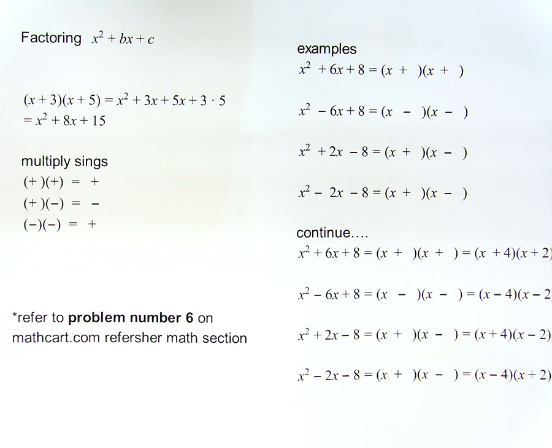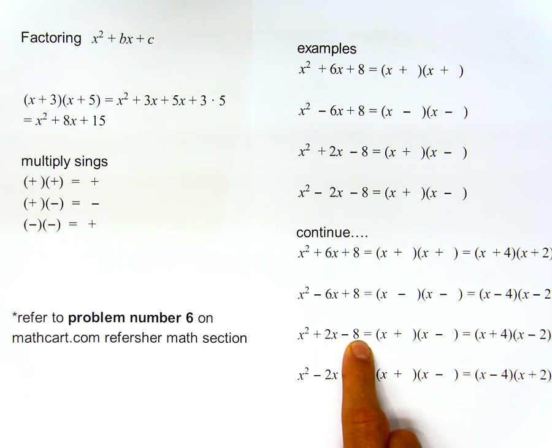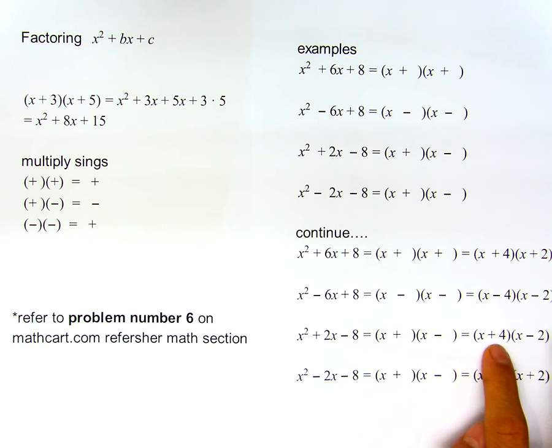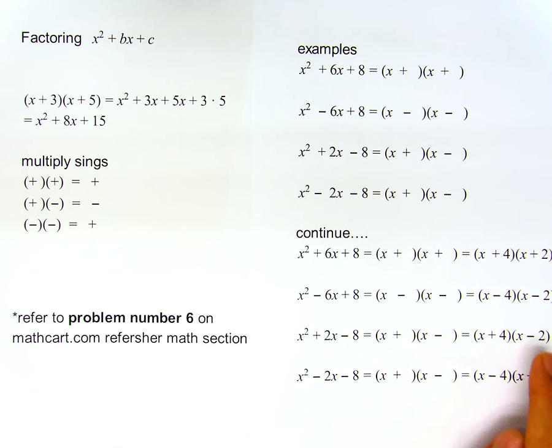On this one, with the opposite signs, I'm going to use subtraction. When I simplify these numbers, they will subtract. So I need to consider what multiplies to a minus 8 and subtracts to a positive 2. And that is a positive 4 and a minus 2.